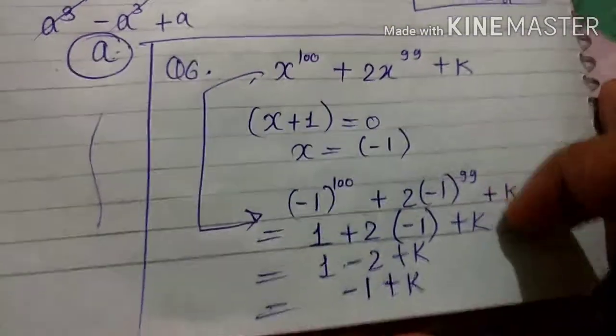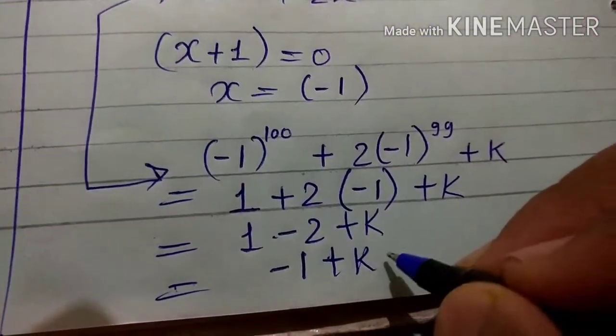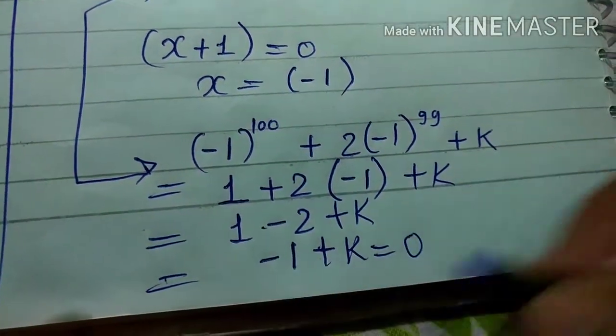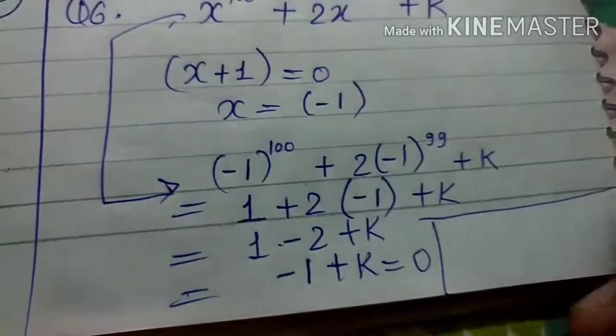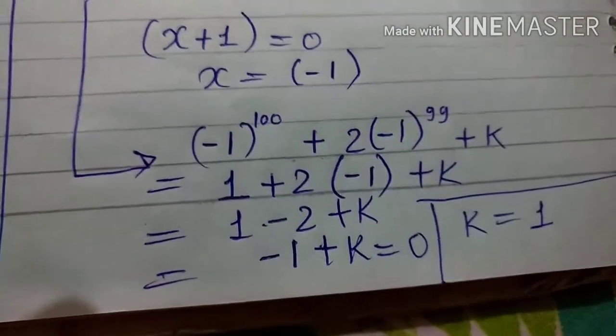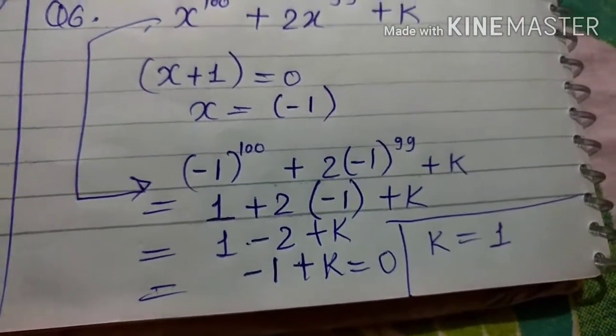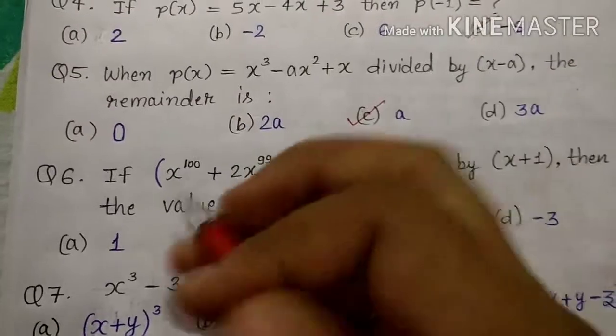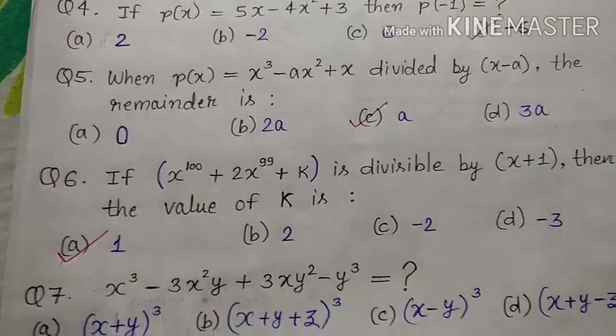Then we can write this equals to 0. When we move this minus 1 to the other side, k equals to plus 1. Now just check whether option 1 is given or not for question number 6. Yes, 1 is given in part A only. So this is our answer.